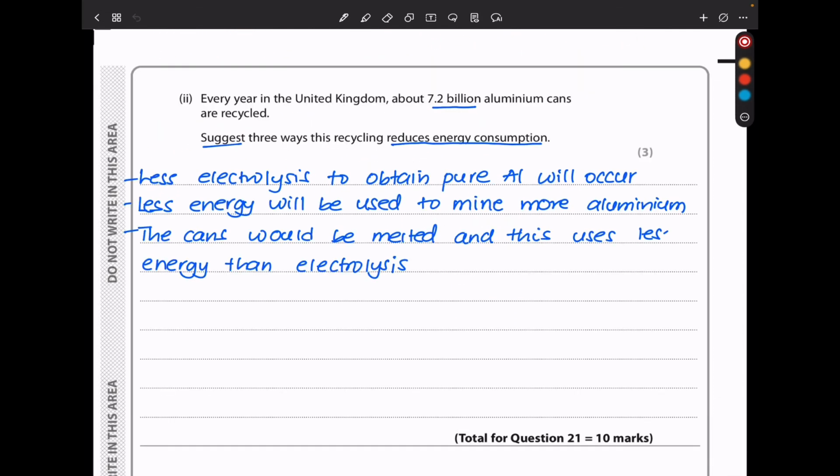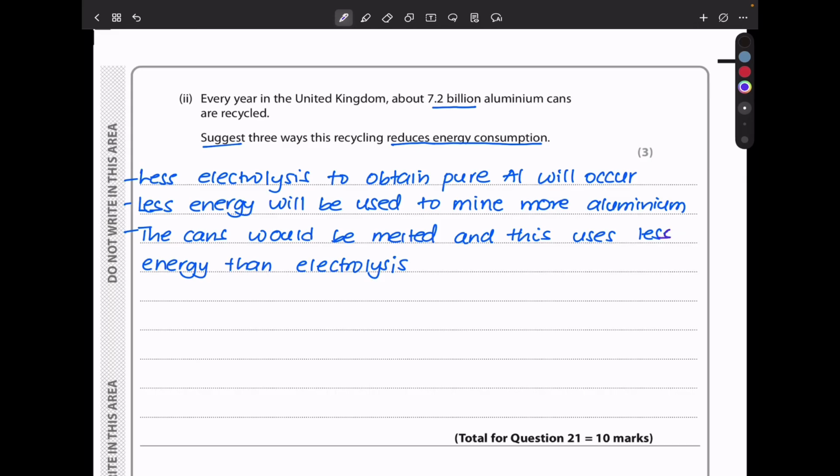Next, they say every year in the UK, about 7.2 billion aluminium cans are recycled. Suggest 3 ways this recycling reduces energy consumption. Now remember, aluminium is obtained using electrolysis, and electrolysis requires a lot of electricity. So if we can recycle, it means less aluminium is going to be extracted from aluminium oxide and less energy is going to be used in that process. So I said less electrolysis to obtain pure aluminium will occur and less energy will be used to mine more aluminium. So the cans would be melted and this uses less energy than electrolysis.